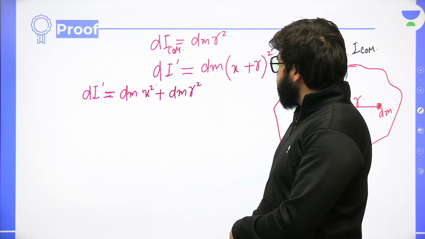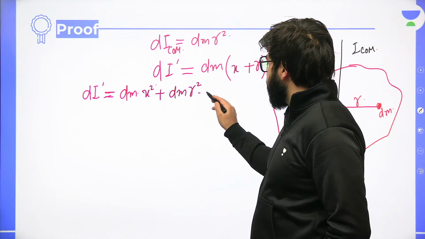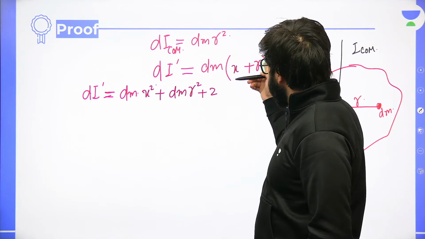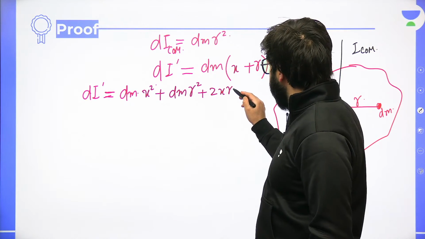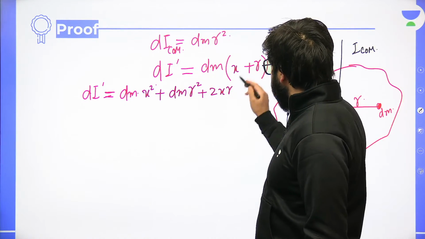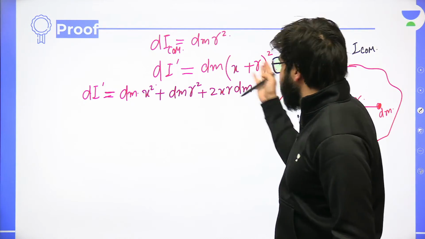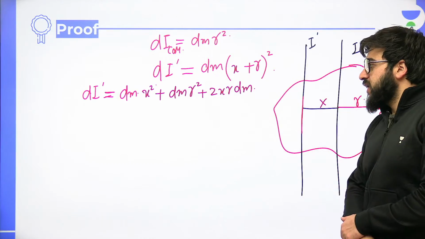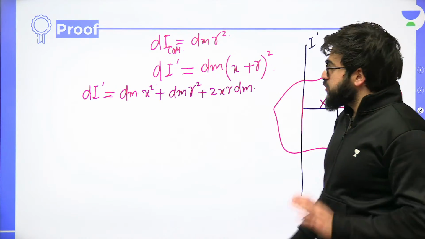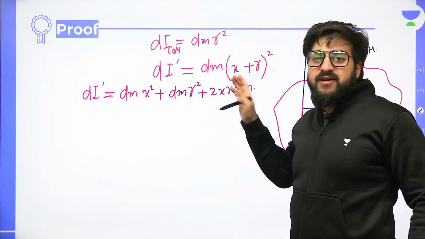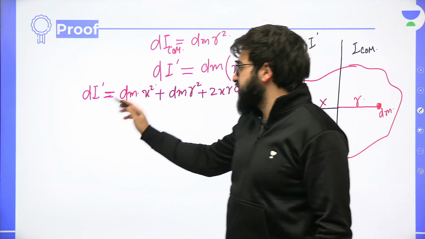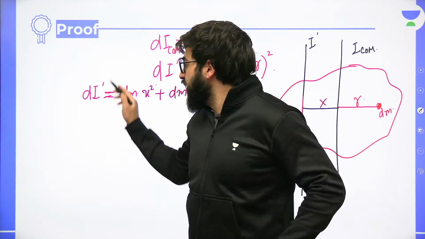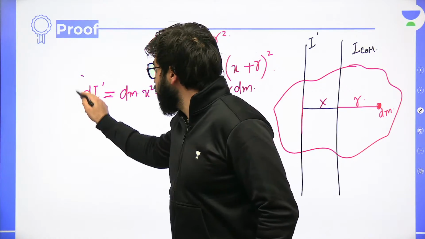And then what exactly am I going to write? This will be plus 2 x r, and this will be dm in that case. I've expanded it, that's why I'm writing it something like this over here. So this is what we got over here. Now if I ask you to integrate this, integration will give the total net moment of inertia in that case.